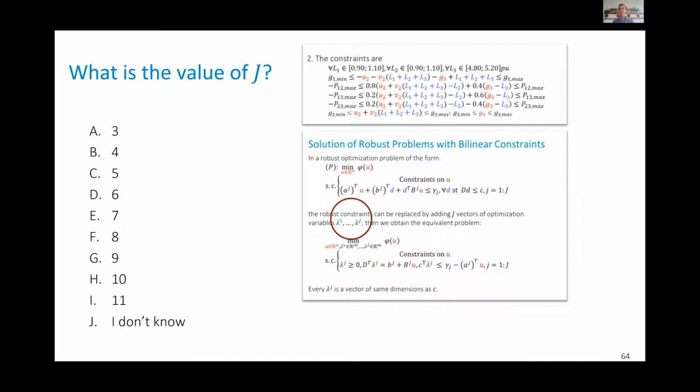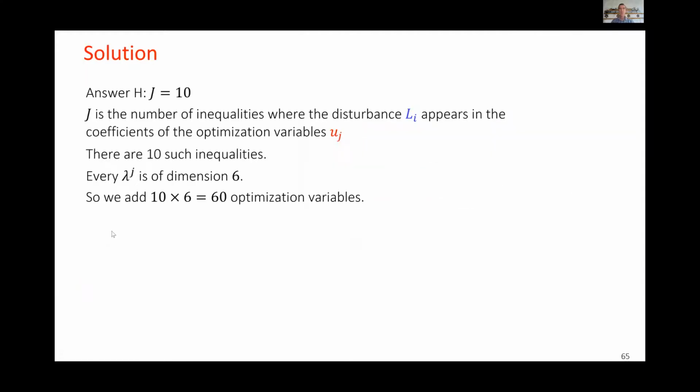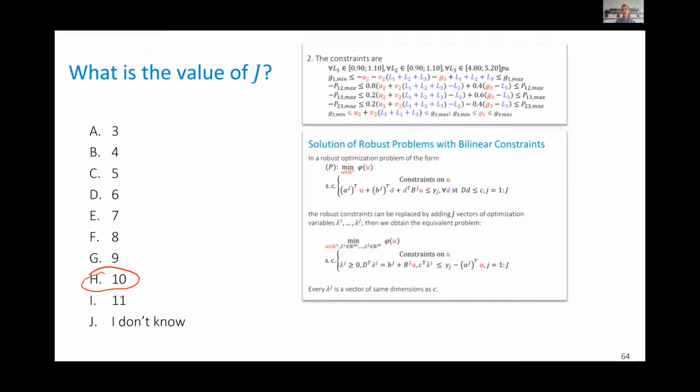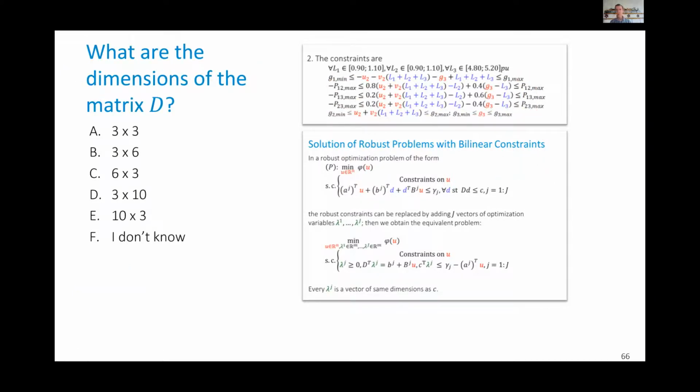Close the poll in 5 seconds. The correct answer is 10, which is also the majority choice. Because that's the number of inequalities where the disturbance appears in the coefficients of the optimization variable. So of course, there are inequalities on the right and on the left. You need to count all of them. That's the kind of thing you need to do when you apply this theory.